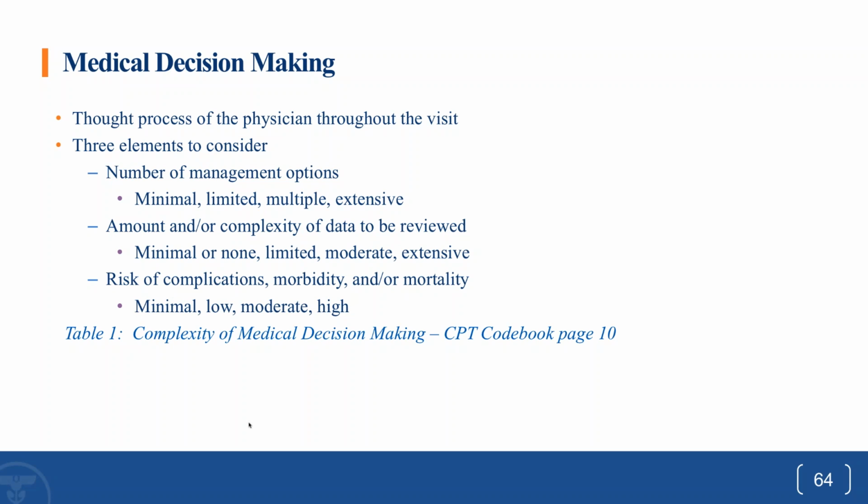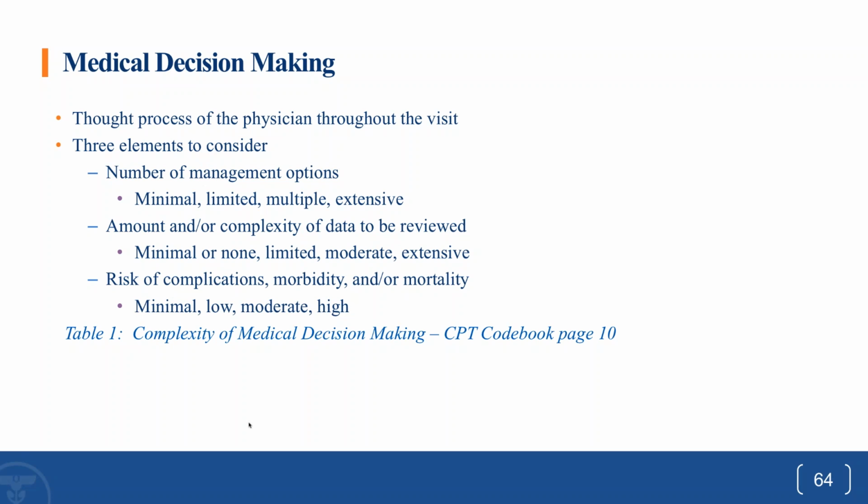And on page 10, where it says determine the complexity of your medical decision making, right? It gives you what you're looking for, right? It has your 3 bullet points there, the number of possible diagnoses, the amount of complexity of the medical records, and the risk, how much complication is going to go into treating this patient. Where it says table 1 at the bottom, there's a couple of things I want you to do for me. Next to where it says minimal, I want you to write 1. Where it says limited, 2, multiple, 3, and extensive, 4.